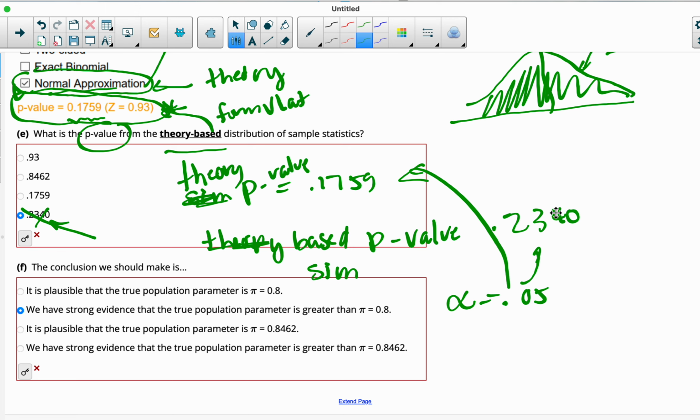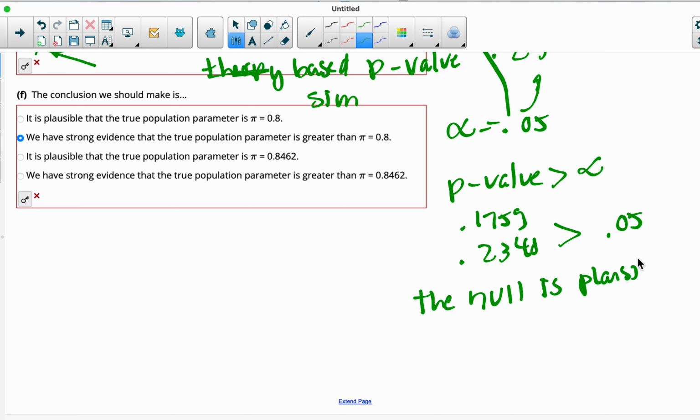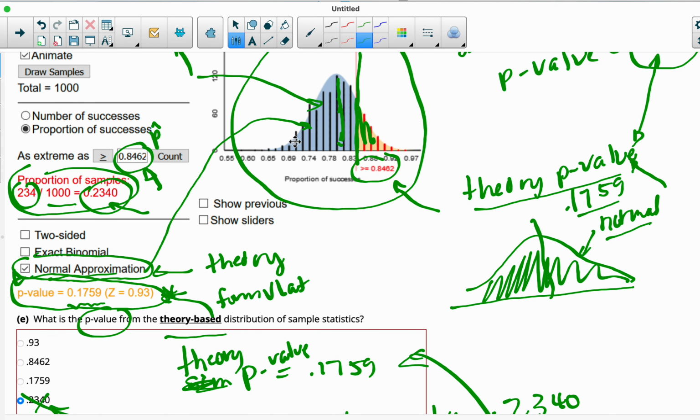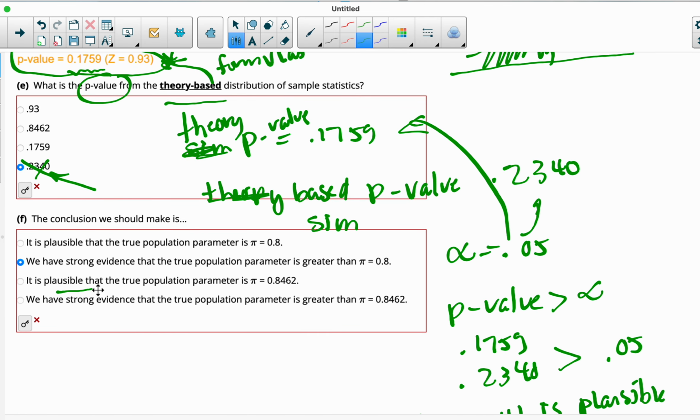So if it's bigger than 0.05, p-value greater than alpha, so 0.1759 or 0.2340, both of these are greater than 0.05, meaning the null is plausible or the null is believable. And we can see this here as well, right? This is where my observed statistic is. It's pretty close to the middle. It's not way out in the ends where it would be unusual. So this means that it is plausible that the null is true.